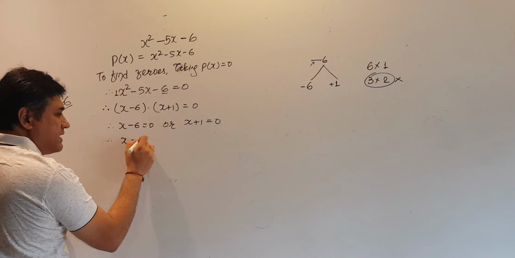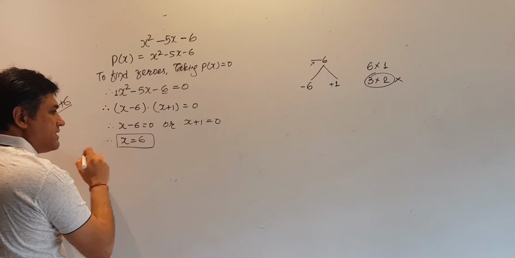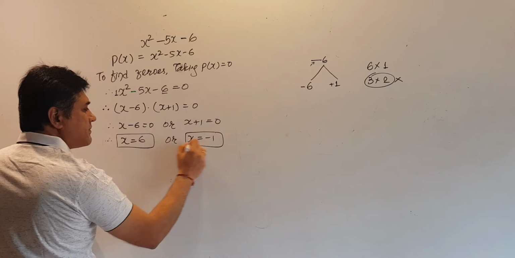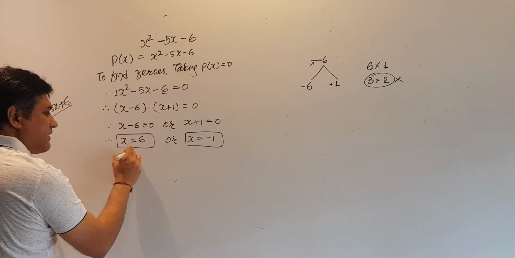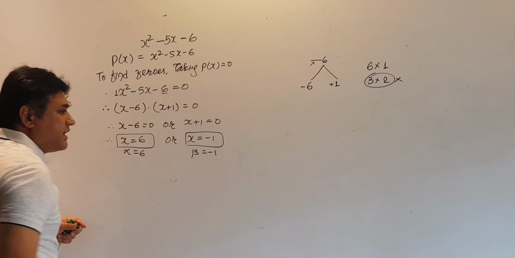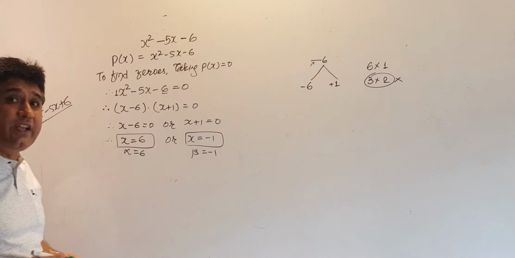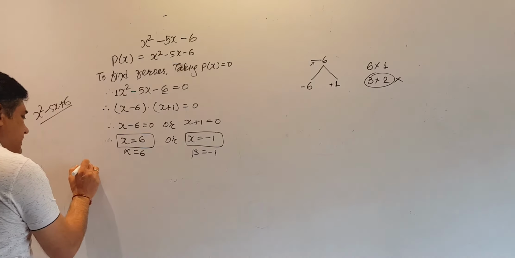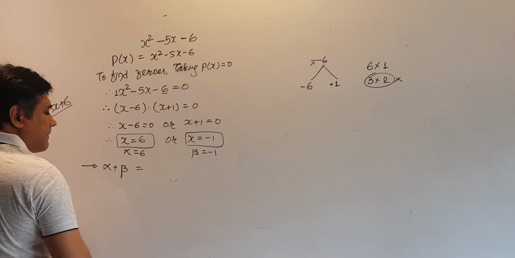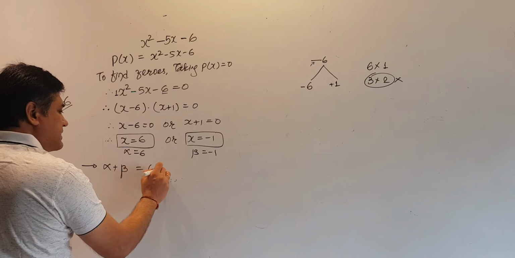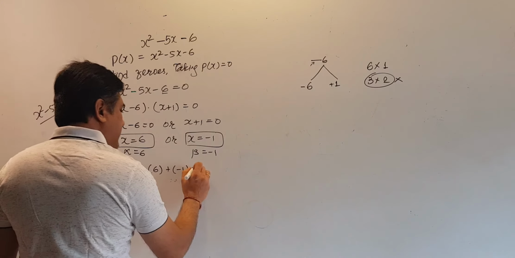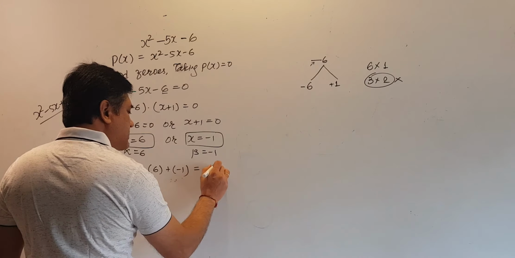Minus 6 will be transferred to the right hand side, so it would be 6, or the x value is minus 1. We can say alpha equals to 6 and beta equals to minus 1, because we have to verify also. So first alpha plus beta, fine friends, equals to 6 plus minus 1 equals to plus 5.